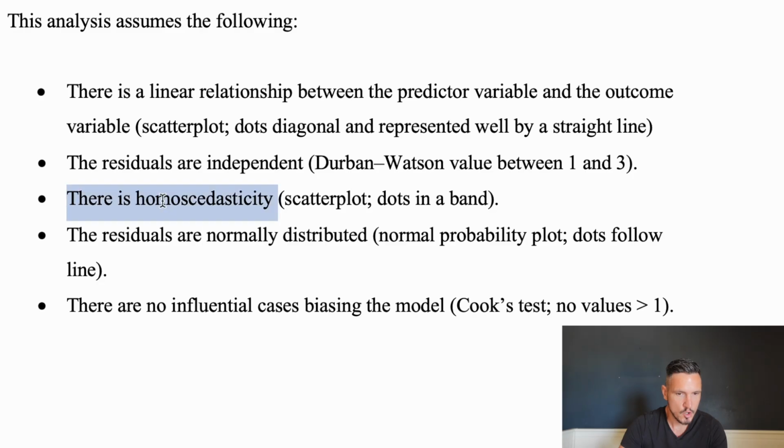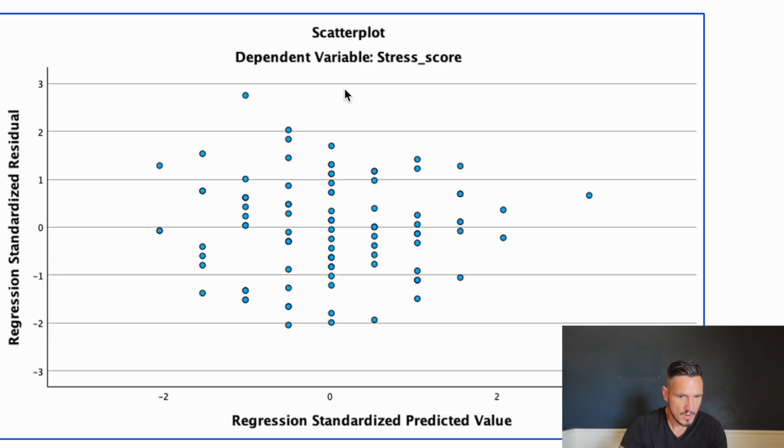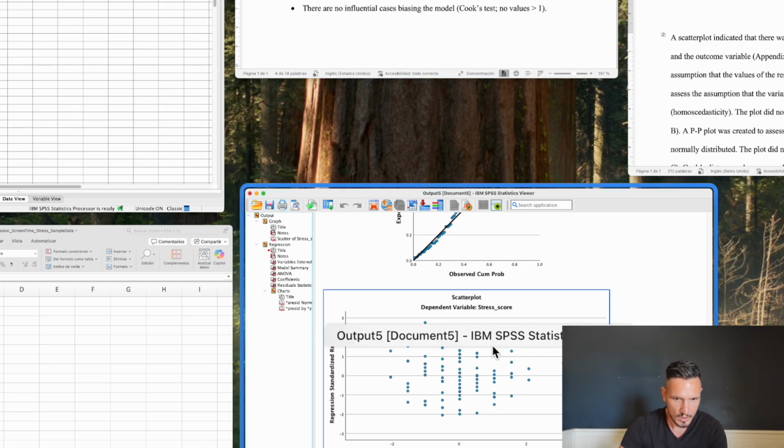Next, we can check this homoscedasticity assumption. So we're going to look at a scatter plot that we've just generated, and we're going to see that our dots are in a band. So what we want to see is that we have something like this, where we don't have a very obvious triangle shape within the data. So that one looks fine.